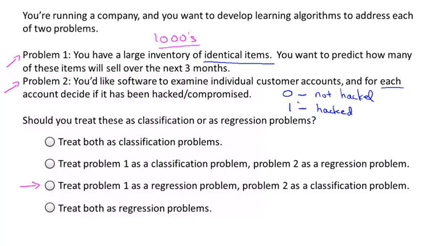So just like breast cancers, right? 0 is benign, 1 is malignant. So I might set this to be 0 or 1 depending on whether it's been hacked, and have an algorithm try to predict each one of these 2 discrete values. And because there's a small number of discrete values, I would therefore treat it as a classification problem. So that's it for supervised learning. And in the next video, I'll talk about unsupervised learning, which is the other major category of learning algorithm.